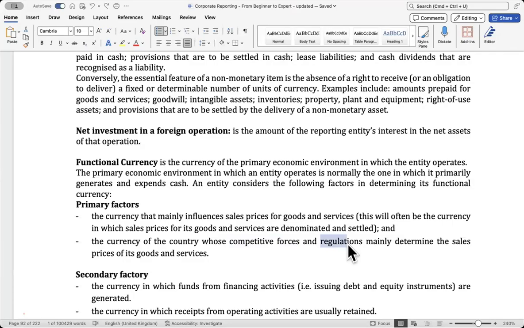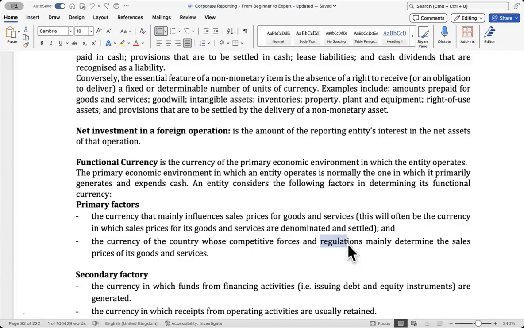And you see that everything revolves around your selling price. The first one is the currency in which your selling price is denominated and settled. The second one is the currency of the country whose competitive forces and regulation mainly determine the selling price of your goods or services. So those are the primary factors. If they ask you to mention the primary factors, these are what they want.